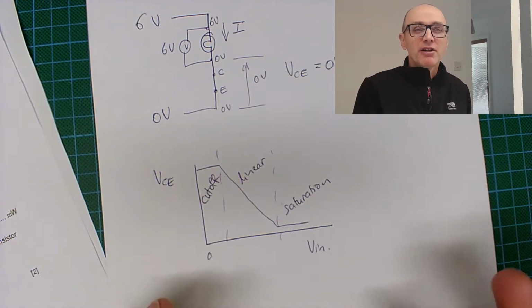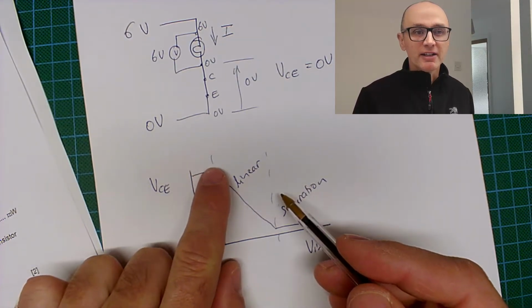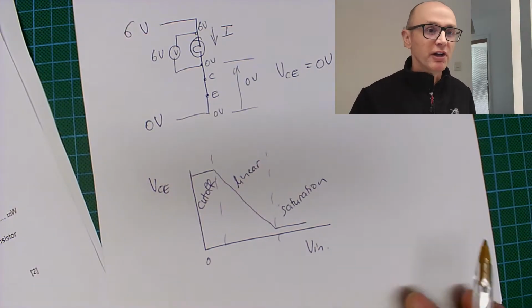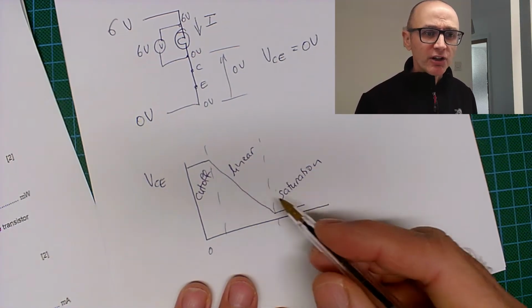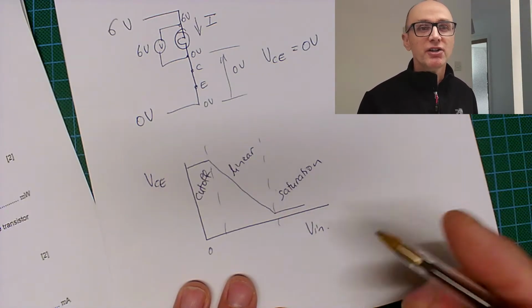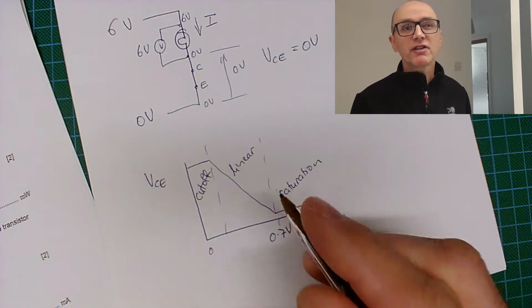But as we only use it as a switch, we either want to be in cut-off or we want to be in saturation. And ideally, we don't want to be in this halfway state, not quite fully on or fully off. So when does the switch actually get properly turned on? About 0.7 volts. All right, so that's important.